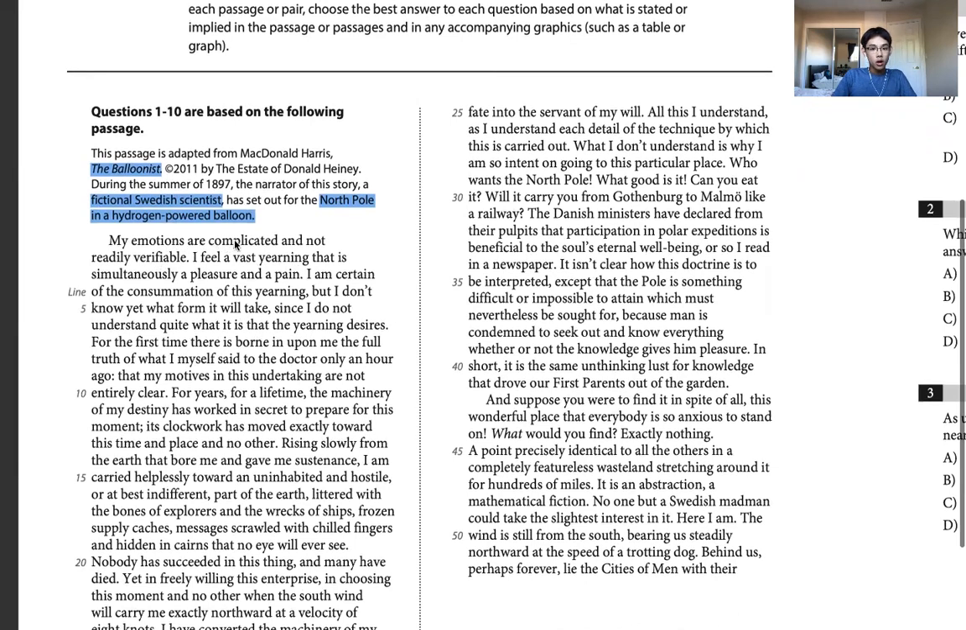My emotions are complicated and not readily verifiable. So we can already tell there's this type of inner tension that the narrator is feeling.